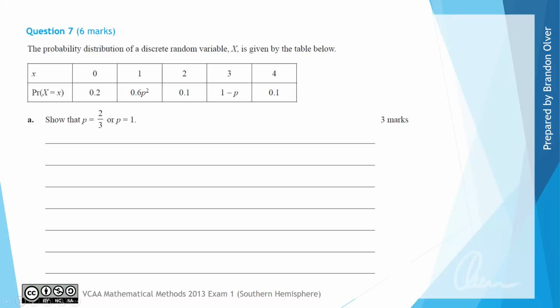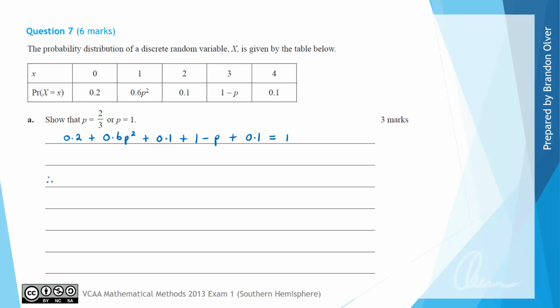For question 7 we have the probability distribution of a discrete random variable x given by the table below. For part A we're asked to show that the possible values of p are 2/3 or 1. To do this question, we need to know that the sum of all of the probabilities must add up to 1. So that is 0.2 plus 0.6p squared plus 0.1 plus 1 minus p plus 0.1 must add up to 1.